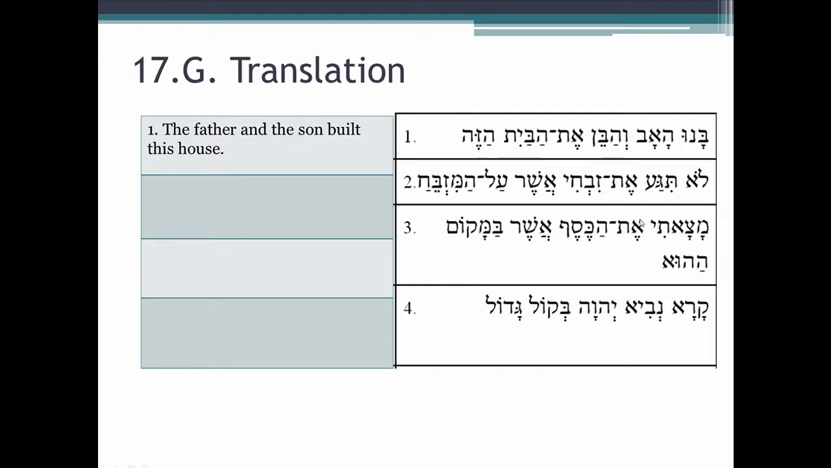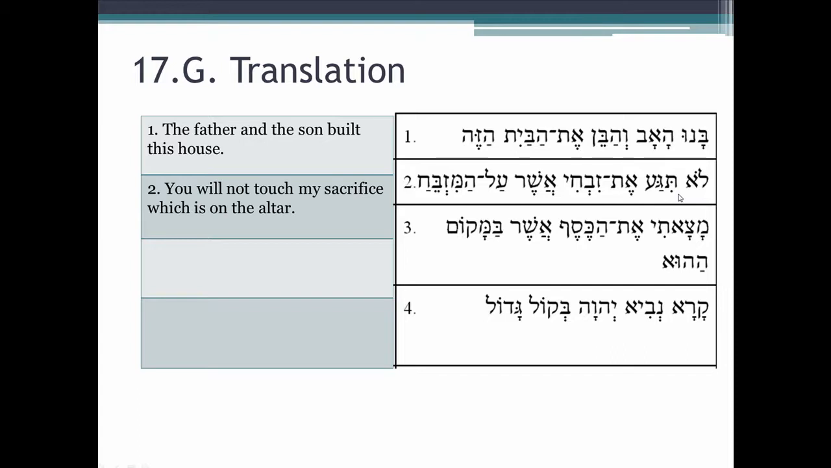Number 2, lo tigga et zivchi asher al hamizbeach. So we have a negator, then we have a verb form. Tigga, is there a prefix? Yes, there is. The tav here is a prefix, and again we know that either from vocab or we notice the dagesh, or excuse me, the dot here that shows assimilation from a first noon. Our lemma would be naga, again to touch.